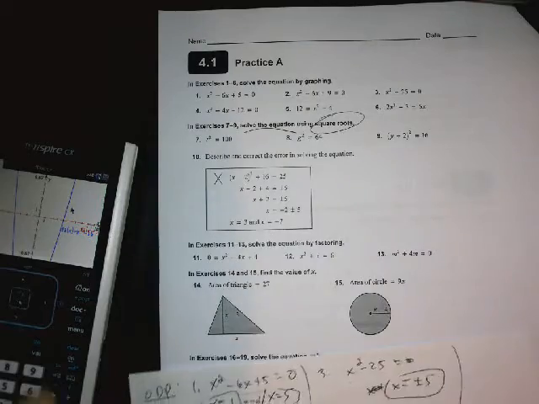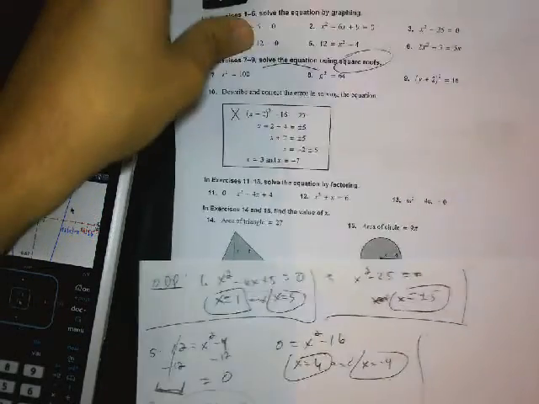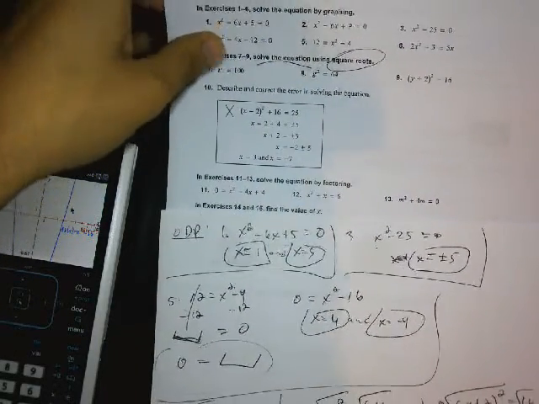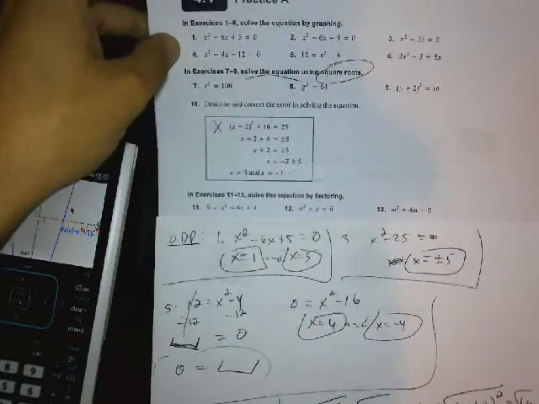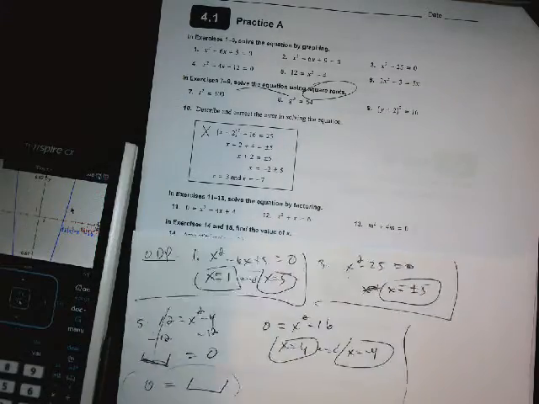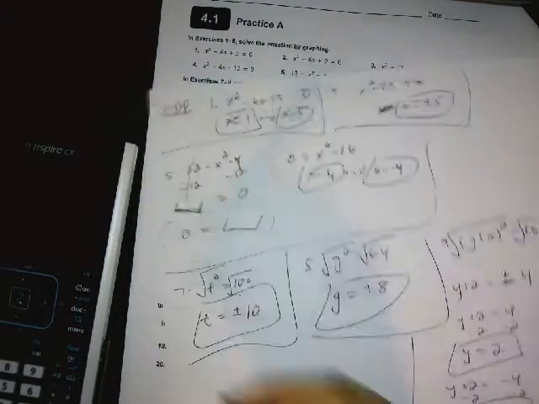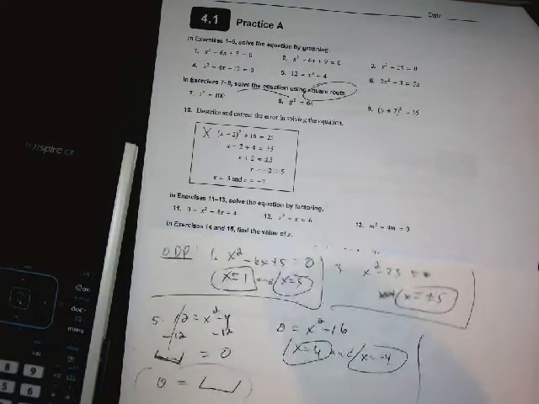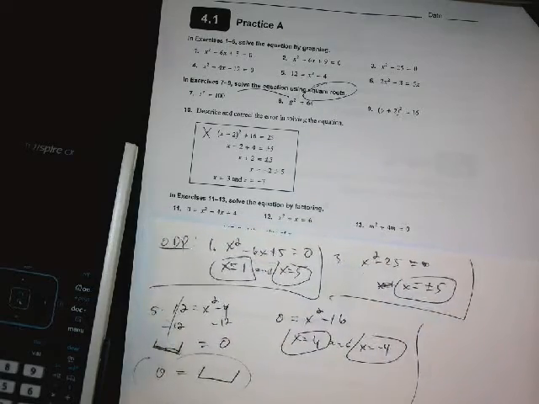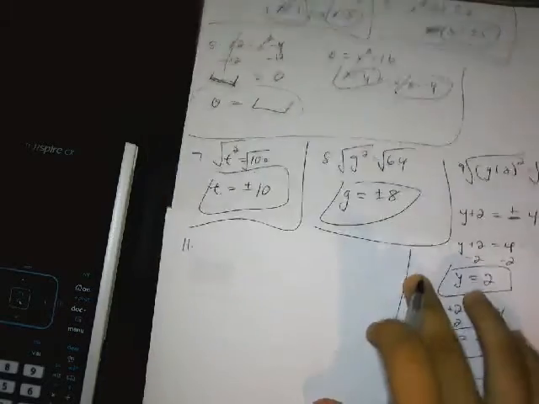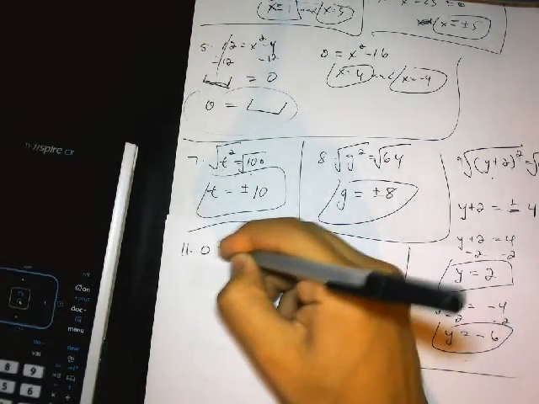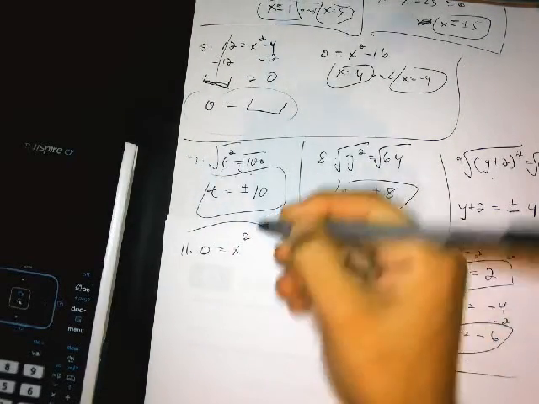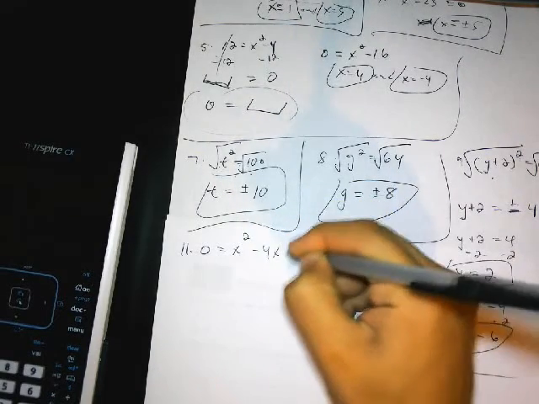Alright, moving on. Number 11. Number 11 says solve the equation by factoring. Right, so here's a different method that we learned. Number 11. Our equation is zero is equal to x squared minus 4x plus 4.